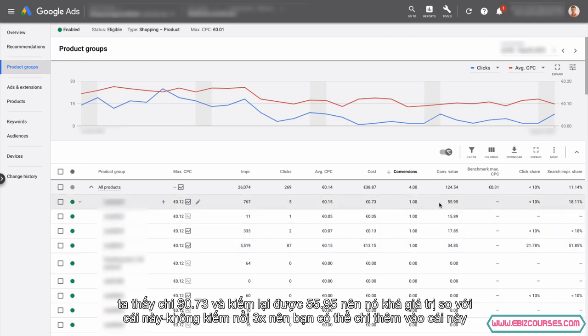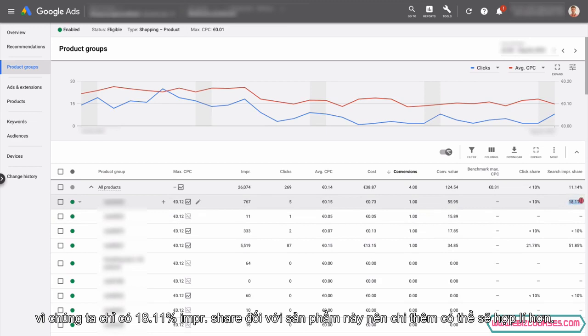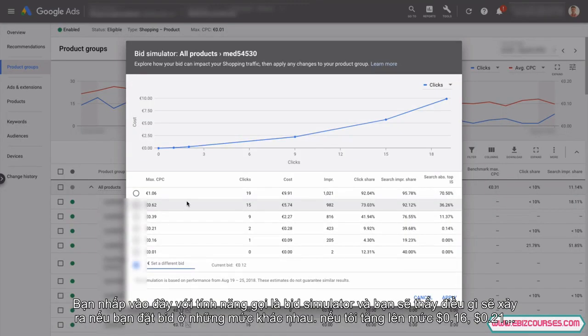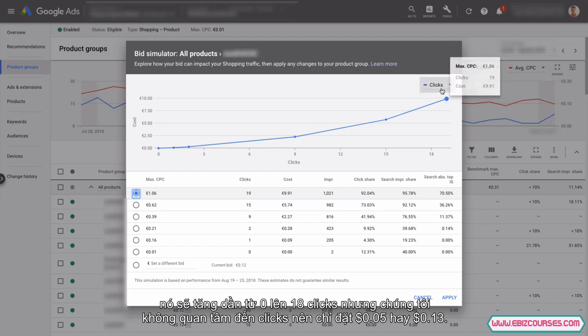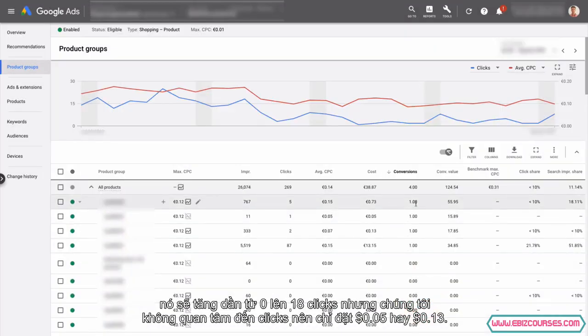We might be able to spend more here because we only have an 18% impression share for this specific product. So it might make sense to spend more. So here if you click, that's a feature called the bid simulator, and you can actually see what will happen if you set a different bid. So we had around 12 cents. If I raise it to 16, 21, if I spend all the way up to €1, I will get 18 clicks and now I'm only getting 1 click per day, I think this is. But yeah, we're not interested in a lot of clicks.